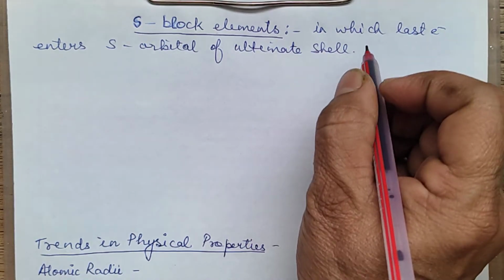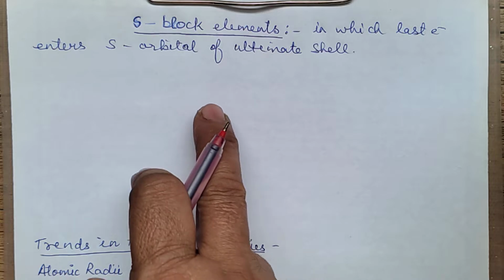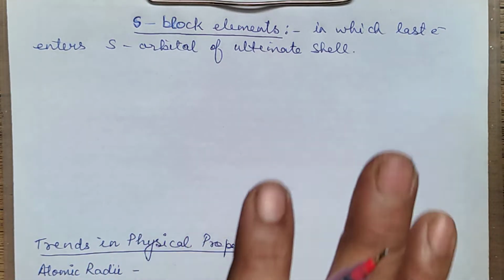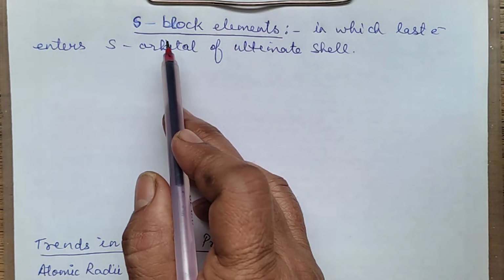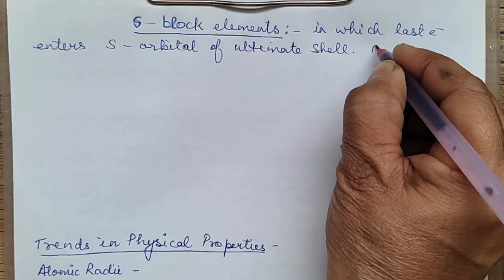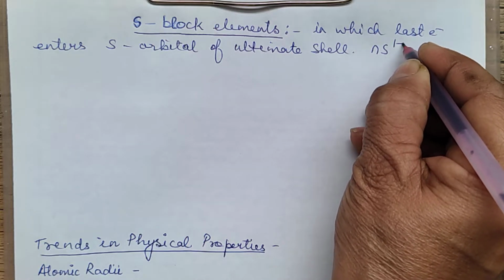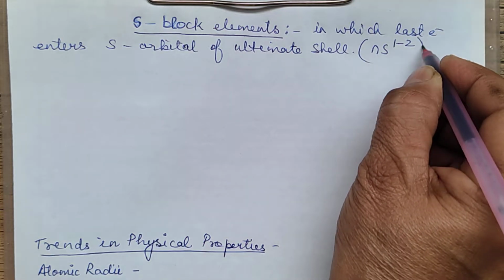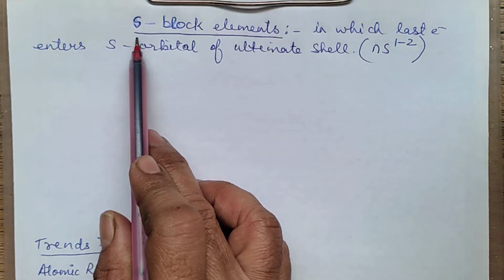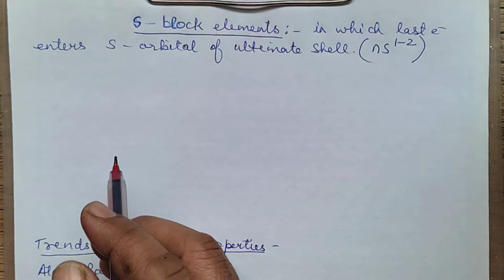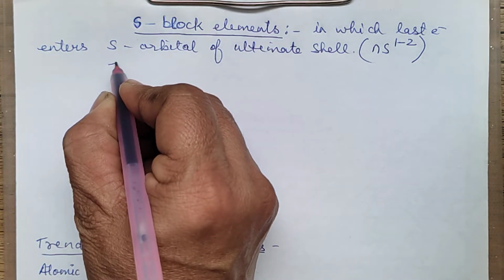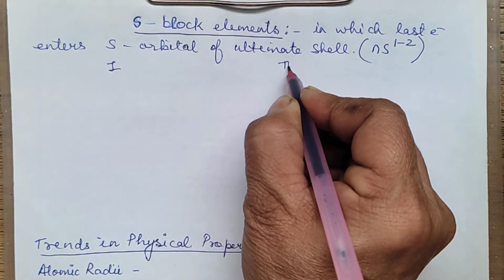When we are writing the configuration, the last electron in these elements will be entering into the S orbital of the ultimate shell. So if you are asked to write the configuration of the S block elements, you will write it as ns1-2. This is the configuration of S block elements. Now we know that in an S orbital, 2 electrons can be accommodated. So in this S block, there are 2 groups: group 1 and group 2.